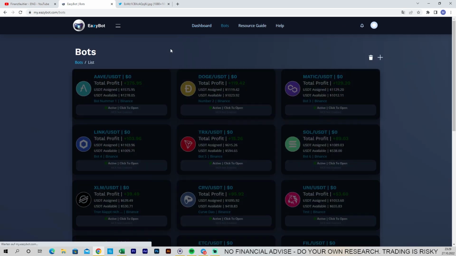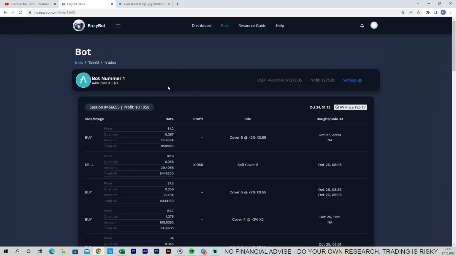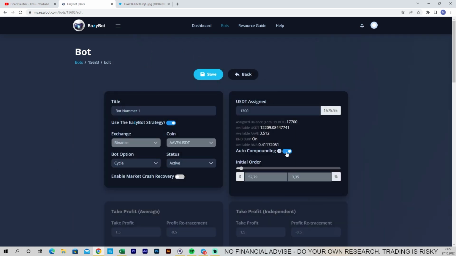So when we go into the bot section right here, we can check out any bot, because I have it on any bot I use. When you go into the settings, you will see auto compounding on. You might have chosen to take auto compounding off, because when setting up the bots, you can choose whether you want to use the EasyBot strategy or your own strategy. With your own strategy or even the EasyBot strategy, you can turn auto compounding on or off. But what does auto compounding do for us?